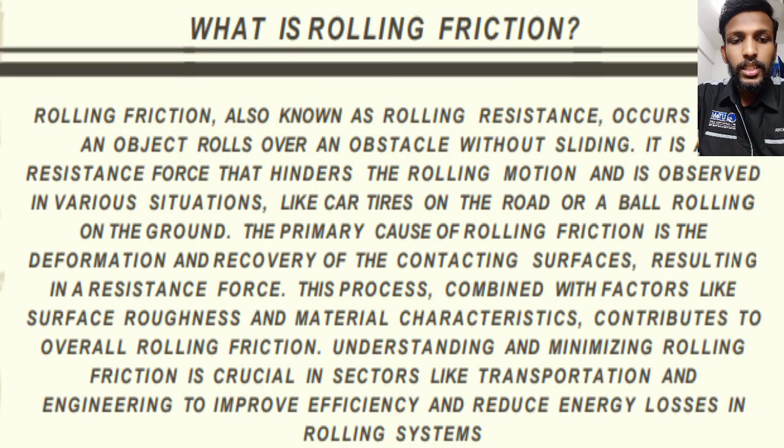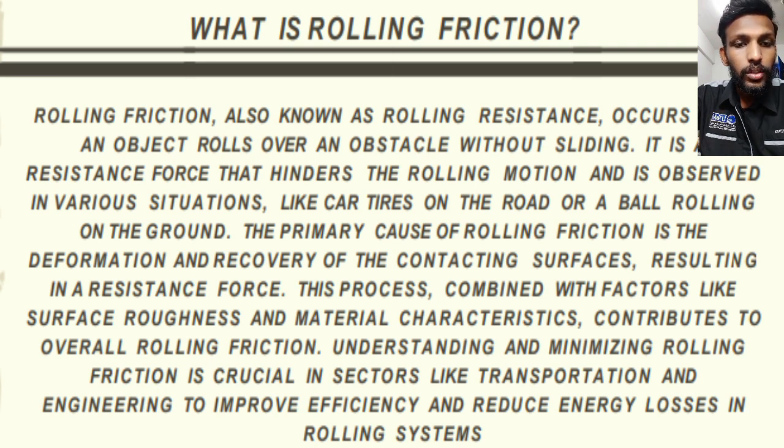For the discussion, we are going to discuss what rolling friction is. Rolling friction, also known as rolling resistance, occurs when an object rolls over a surface without sliding. It is a resistant force that hinders the rolling motion and is observed in various situations, like car tires on the road or a ball rolling on the ground.